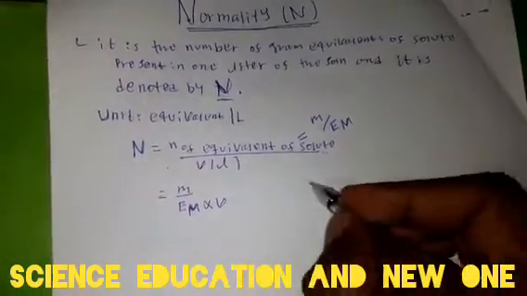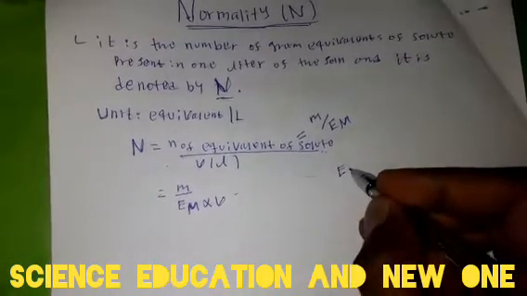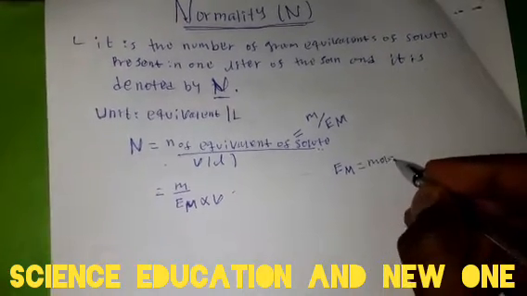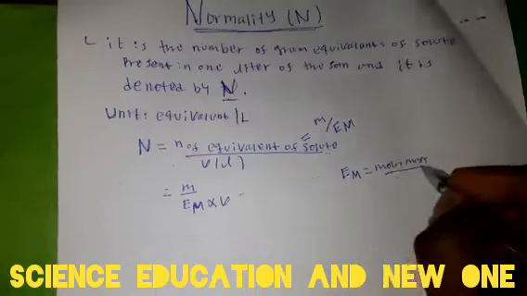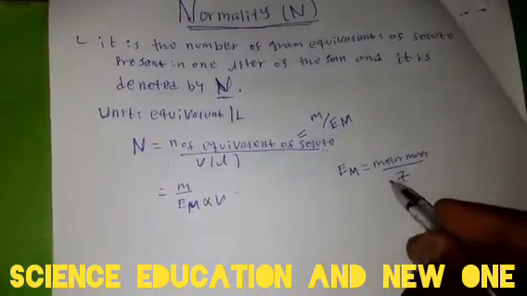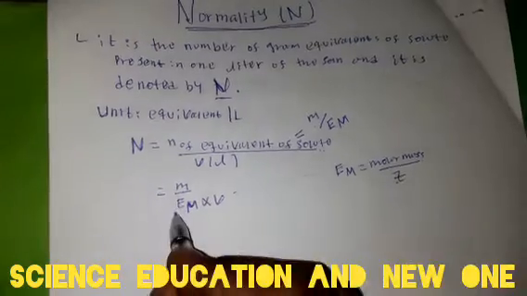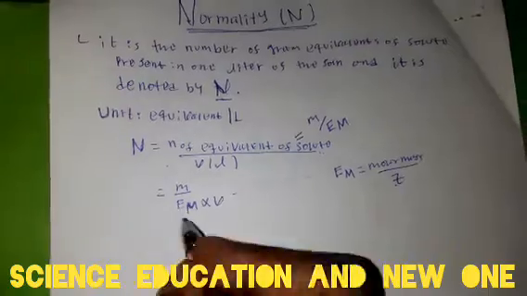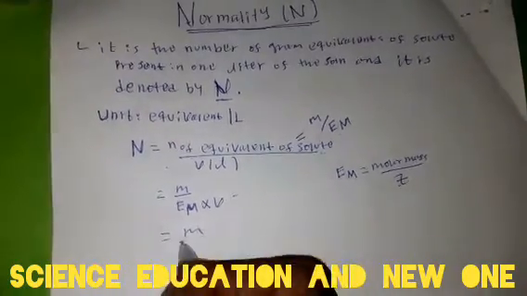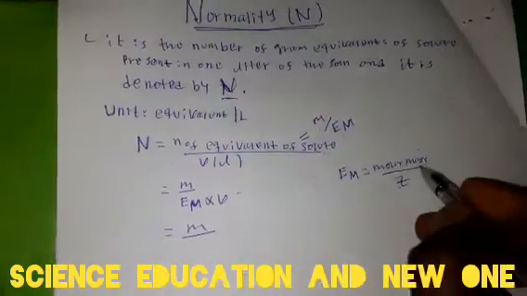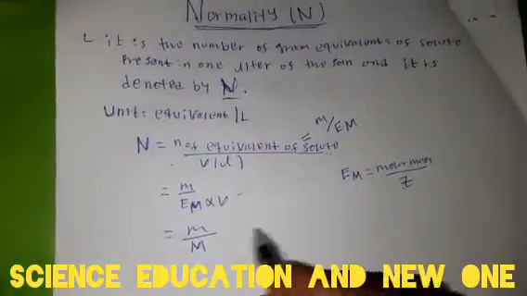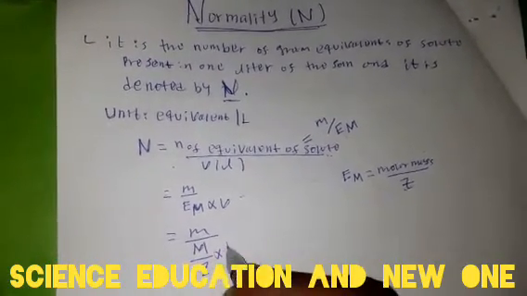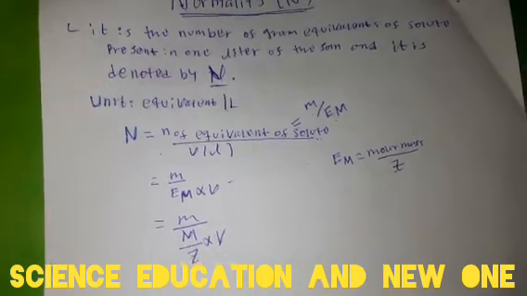Equivalent mass is equals to molar mass over Z. Then in place of equivalent mass we substitute it. Mass over equivalent mass is equals to molar mass, capital M, over what? Z, times volume.